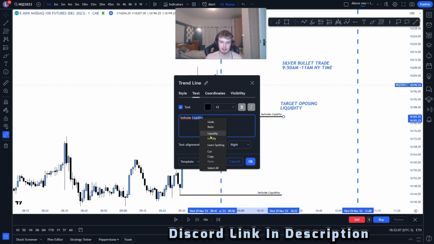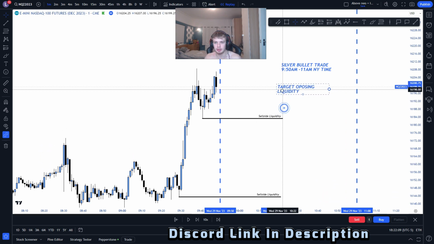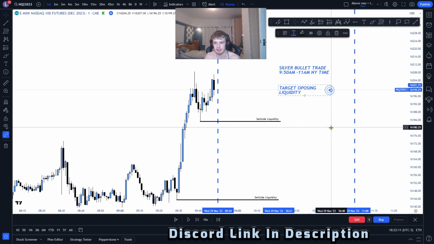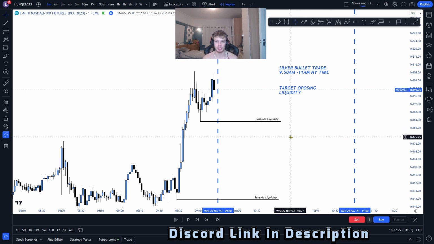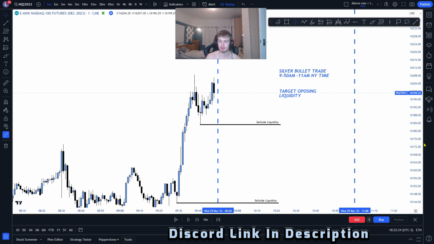And yeah, so that is the first thing that you want to look for. You want to look for your opposing liquidity. Now, this is a lot more important than just finding your target, because this will be the reason why you enter into a short or a long. So you want to make sure that your liquidity target is correct.